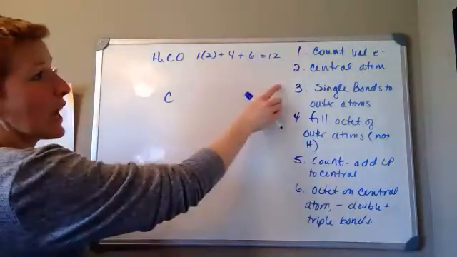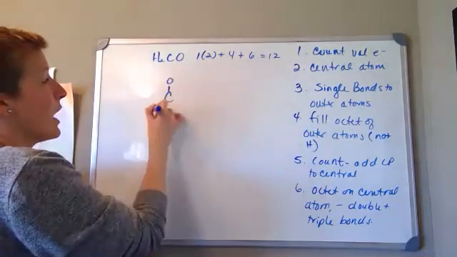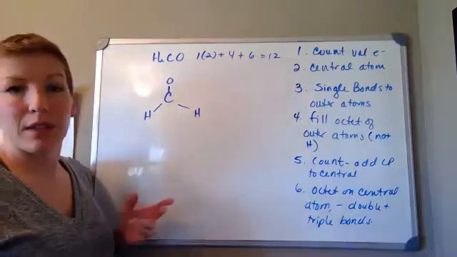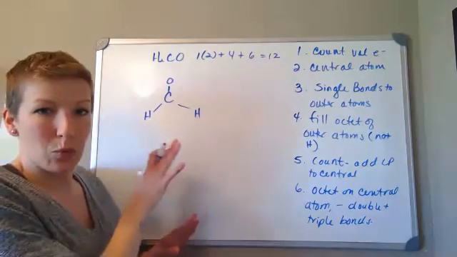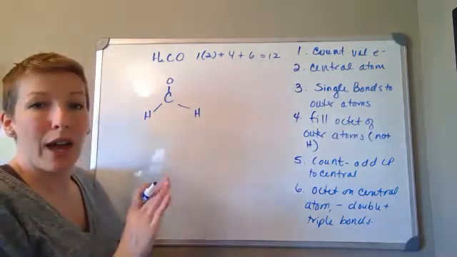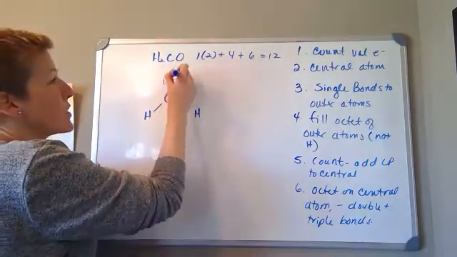Now we're just going to connect all of our atoms with single bonds. So I'm going to put the oxygen on top, and I'm going to put the 2 hydrogens. Now, why I'm drawing it like this is obviously because I know what it looks like. It does not have to look exactly like this when you draw it. All right, then we're going to fill the octet of the outer atoms except hydrogen. So again, this has 2, so 4, 6, 8.